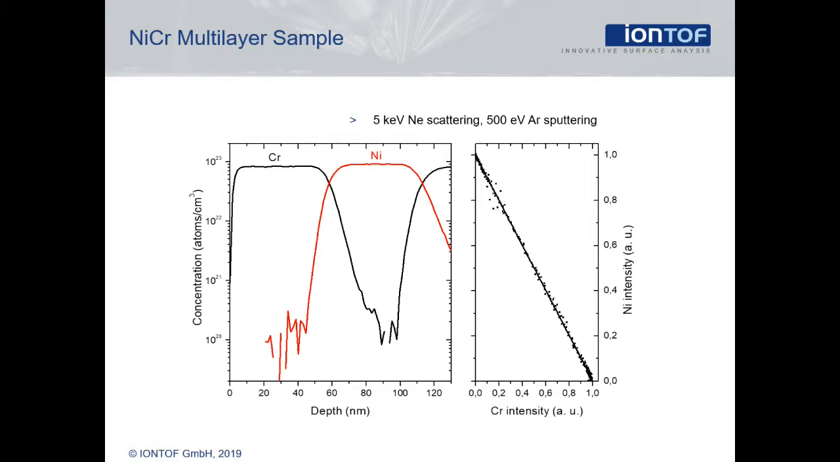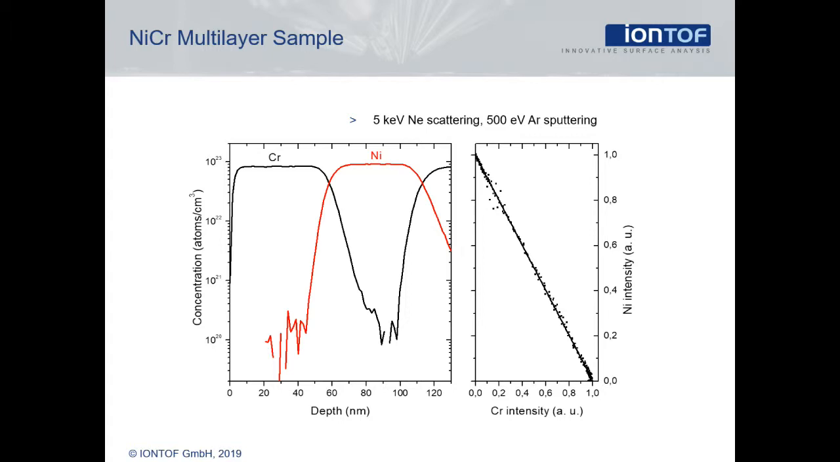More importantly, the quantification is very easy and linear. In this two-component system, a correlation plot of the two intensities versus each other shows a perfectly linear behavior, as is typically the case for LEIS. This is proof that even in the interface region where the two metals mix, no matrix effect occurs.